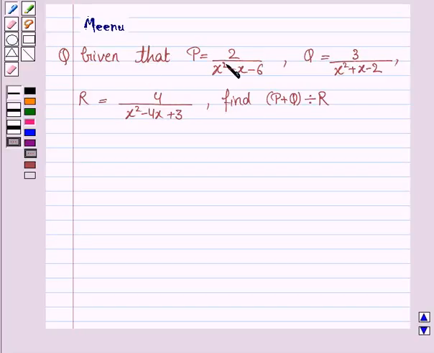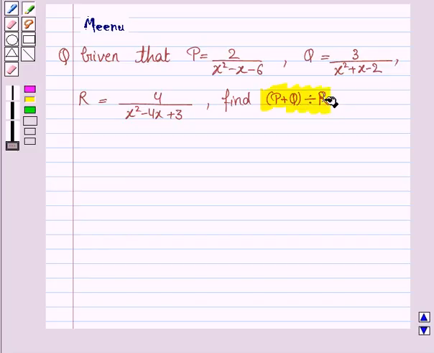It says, given that P is equal to 2 upon x square minus x minus 6, Q is equal to 3 upon x square plus x minus 2, and R is equal to 4 upon x square minus 4x plus 3. Find P plus Q divided by R. So let's now move on to the solution. We have to find P plus Q divided by R.